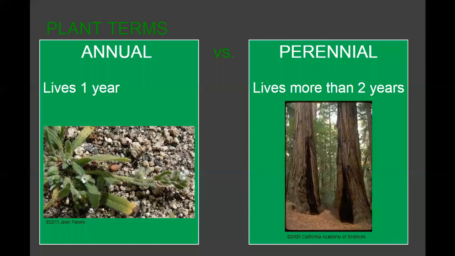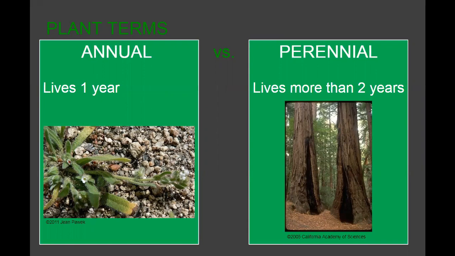An annual is a plant that completes its life cycle in one growing season. That means it sprouts from its seed, it grows, it flowers, it gives off fruit, and then dies. Lettuces, a sunflower, the basil that you have in your windowsill, those are all annual plants. And a perennial is basically a long-lived plant, having a life cycle that lasts more than 2 years. That could be rosemary, for example, or it could be a giant sequoia.